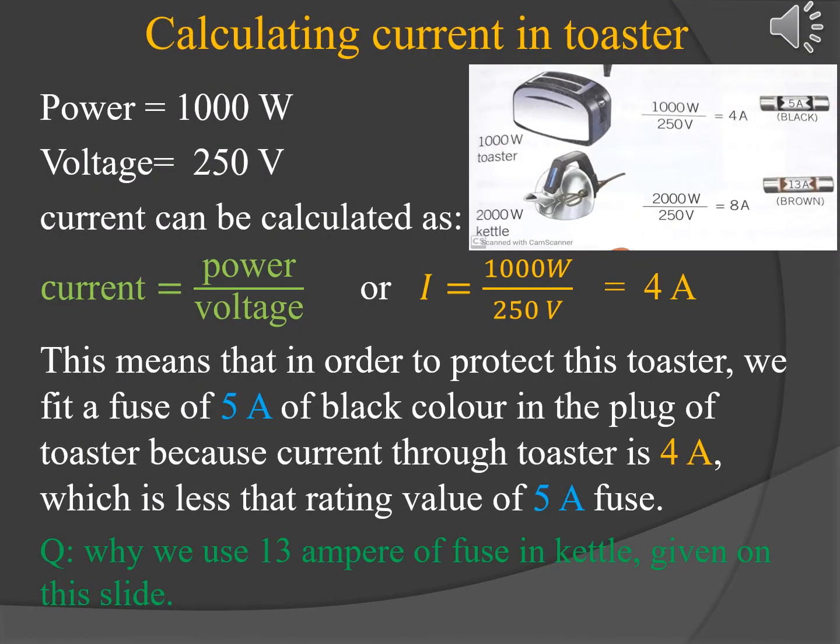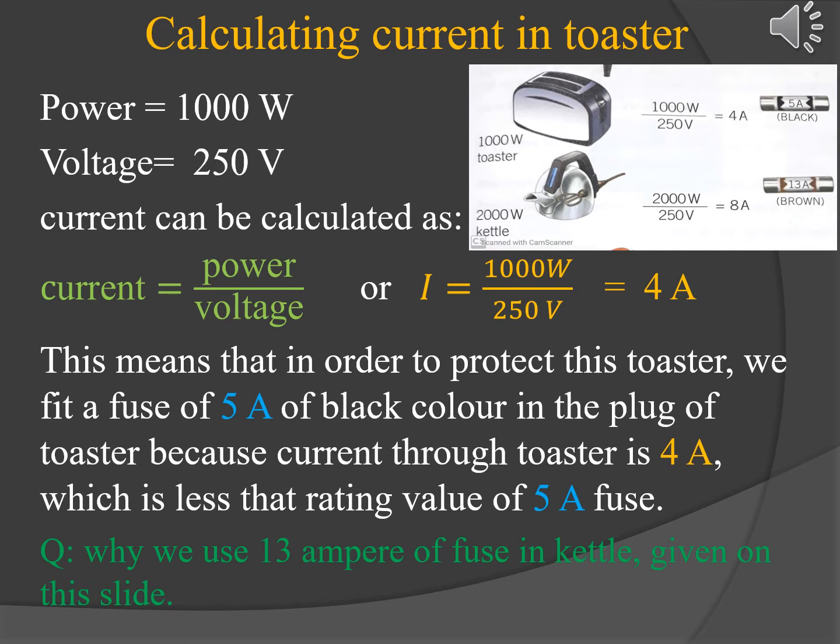Calculating current in toaster. Dear students, the next is toaster, whose power is 1000 watts, so the current can be calculated as current is equal to power over voltage, or 1000 watts over 250 volts, which is equal to 4 ampere.